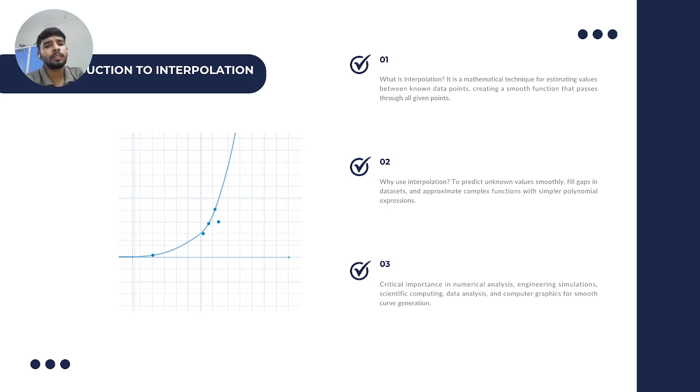What is interpolation? Interpolation is a mathematical technique for estimating values between known data points, creating a smooth function that passes through all the given points. Why do we use interpolation? To predict unknown values smoothly, fill gaps in datasets, and approximate complex functions with simpler polynomial expressions. It is of critical importance in numerical analysis, engineering simulation, scientific computing, data analysis, and computer graphics for smooth generation. These are the applications of interpolation.